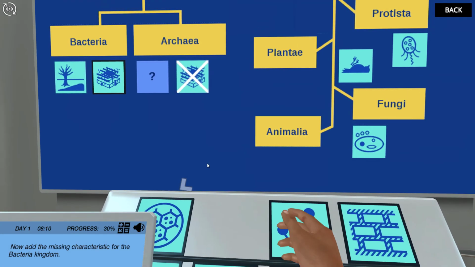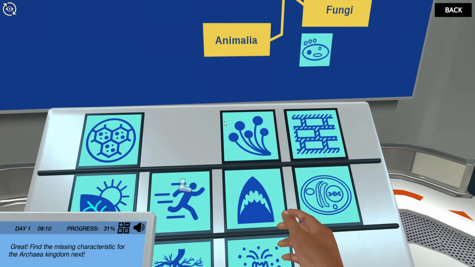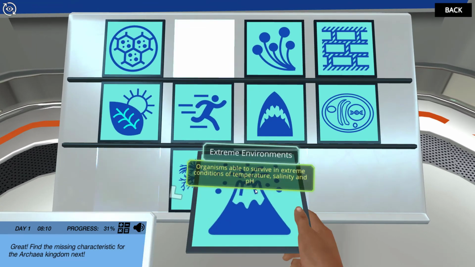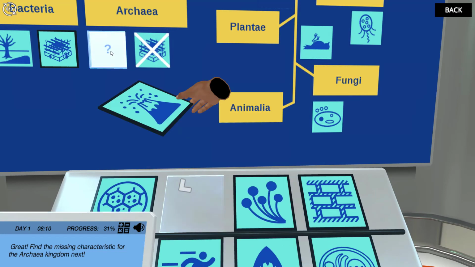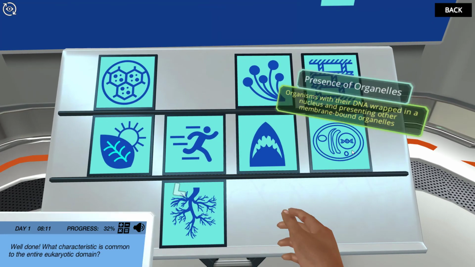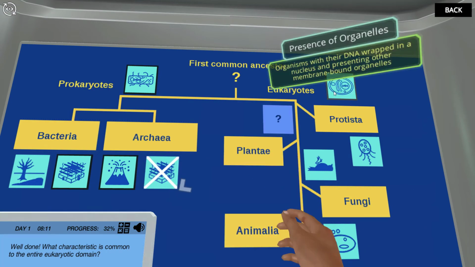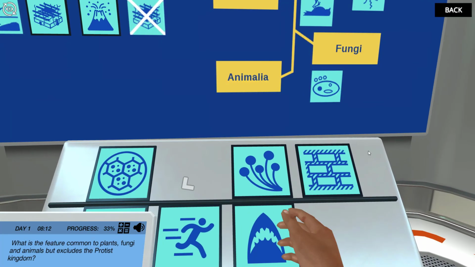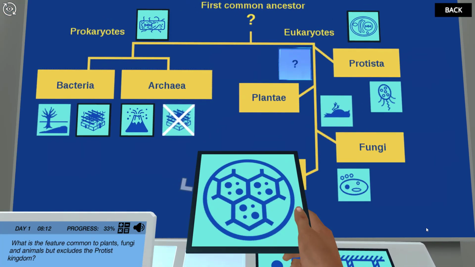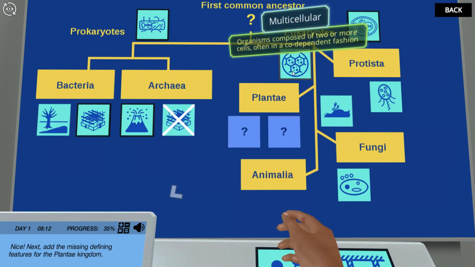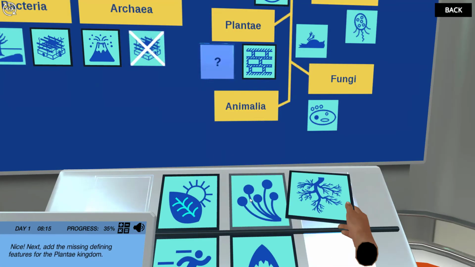Great, find the missing characteristic for the Archaea kingdom next. Well done. What characteristic is common to the entire eukaryotic domain? What is the feature common to plants, fungi and animals but excludes the protist kingdom? Nice. Next, add the missing defining features for the plantae kingdom.